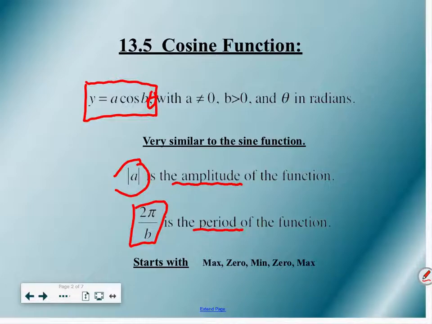Okay. If you look back at your sine functions, you know how we had 0, 1, 0, negative 1, 0? This time when we have cosine, we're going to start with our max and only hit 0 twice as opposed to 3 times. That's literally all that's different. You just start at a different point.